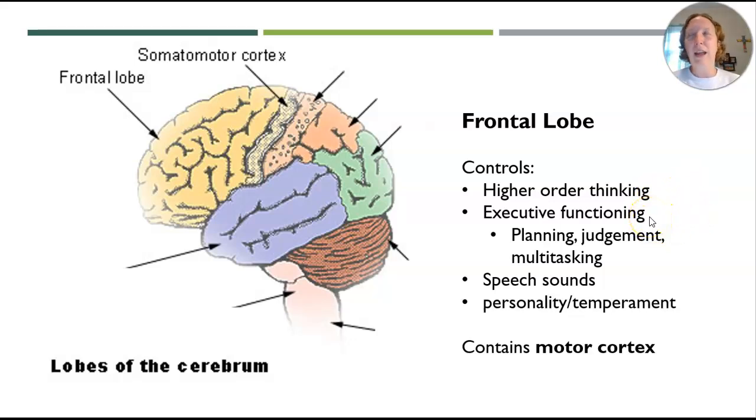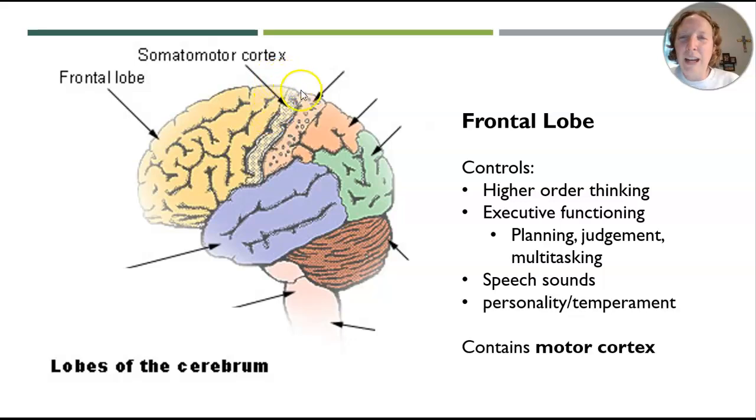So think of it kind of like critical thinking skills, like your most advanced type of cognition. This is where you do your planning, your judgment, your multitasking, your problem solving, your decision making. This is also the part of the brain that controls speech sounds, like your ability to make language. And this is where your personality and temperament is said to be housed or located.